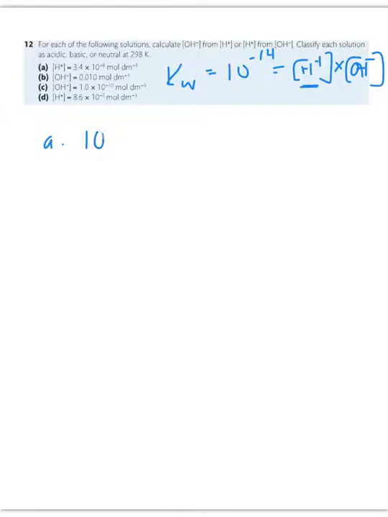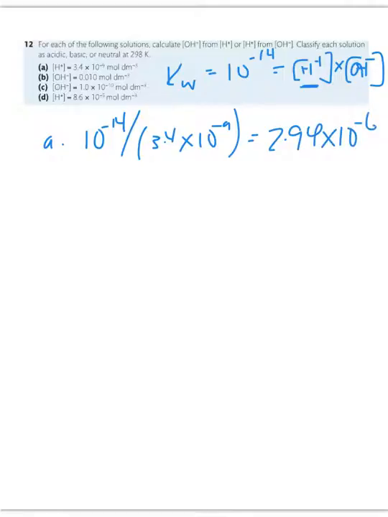So if the H plus is 3.4 times 10 to the minus 9th, I take 10 to the minus 14th and divide by it, and I come up with an OH concentration of 2.94 times 10 to the minus 6th. Is it acidic or basic? Well, anytime the H plus is less than 10 to the minus 7th, it's going to be basic. Or if I compare these two, this is a smaller number. There's less H plus, there's more OH minus.